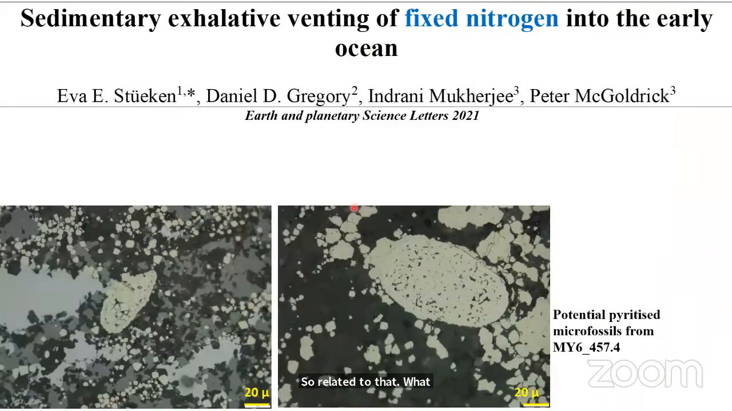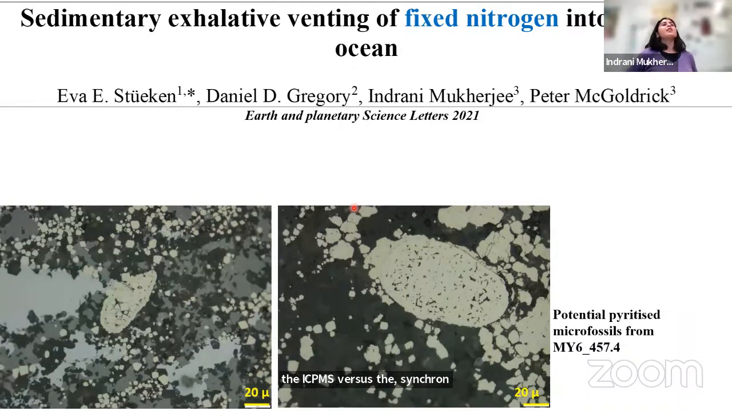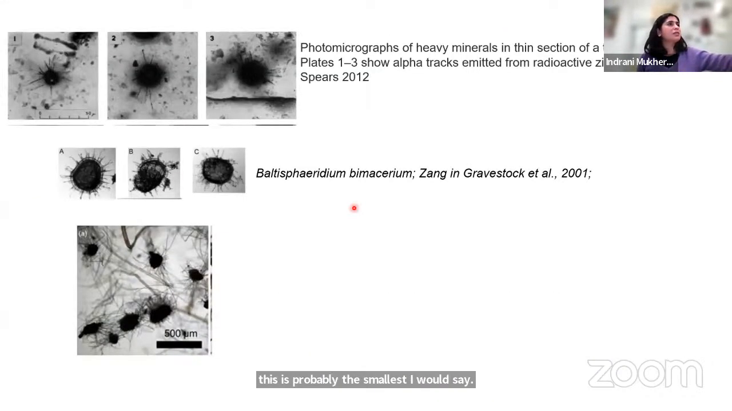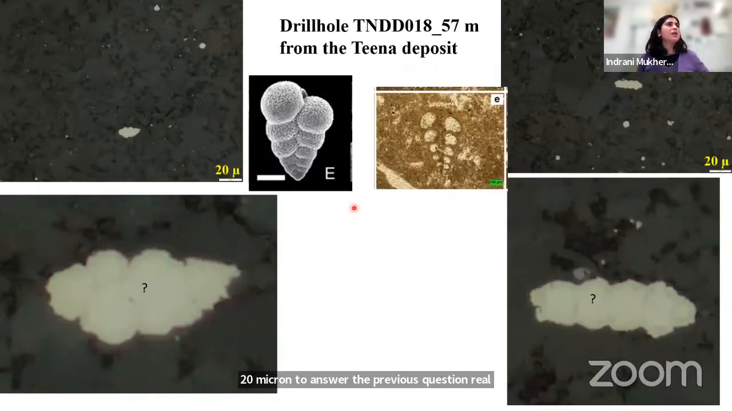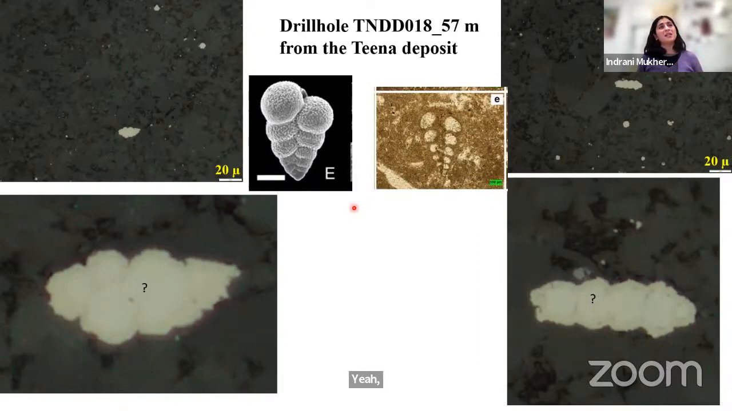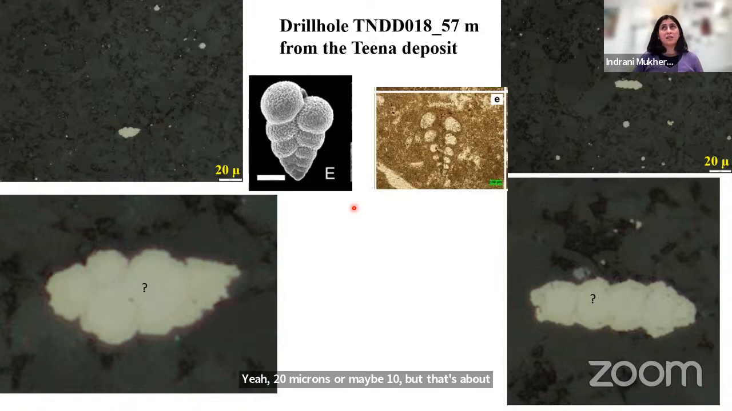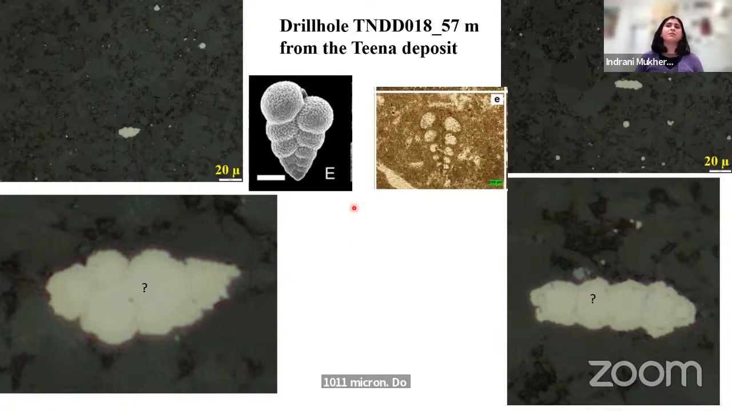So related to that, what is the spot size you can get on the ICP-MS versus the synchrotron? Yeah, so that's the thing, right? I started off by saying perhaps we will not need the synchrotron. This is probably the smallest, I would say, 20 micron, to answer the previous question real quick. Yeah, 20 microns or maybe 10, but that's about it. And the laser resolution, the smallest one was 10, 11 micron to 19 sometimes. So that's not good enough resolution.